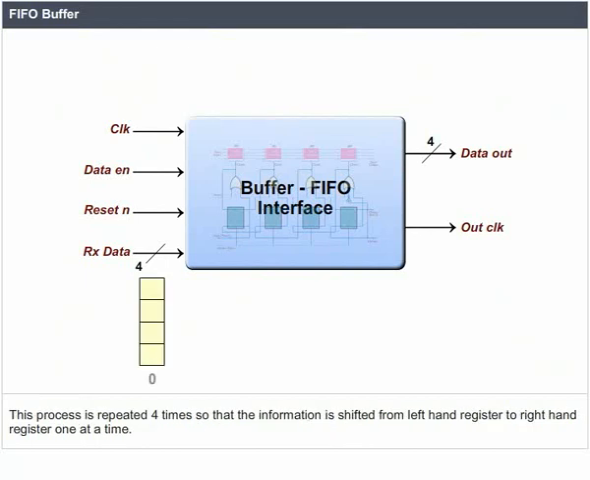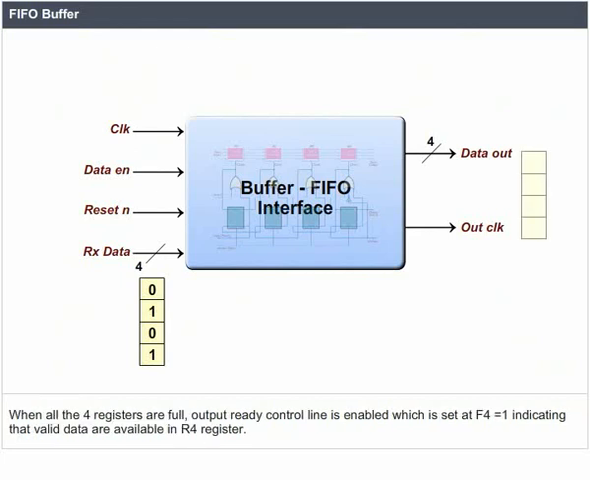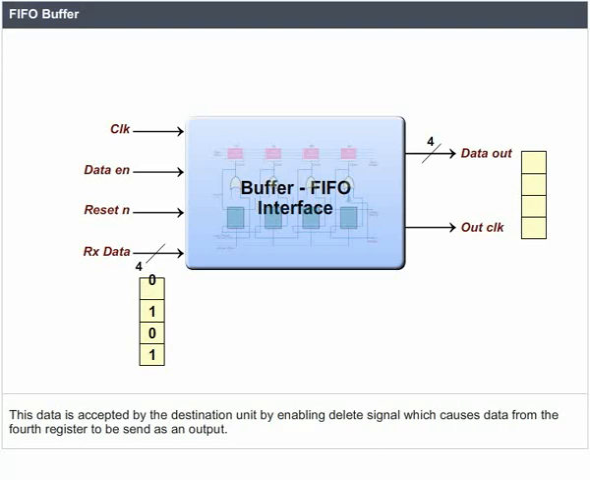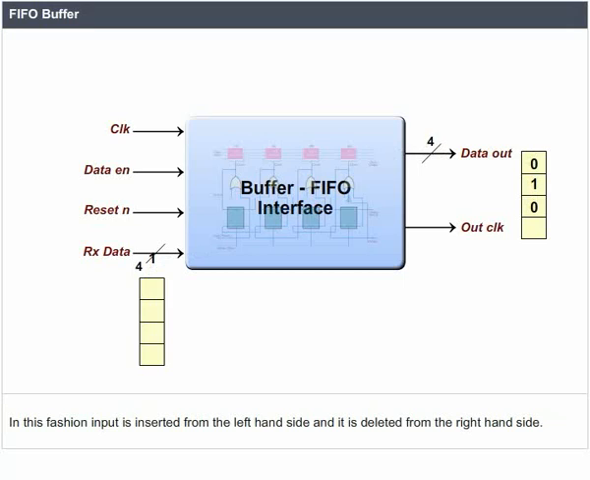This process is repeated 4 times so that the information is shifted from the left-hand register to the right-hand register one at a time. When all 4 registers are full, the output-ready control line is enabled, which is set at F4 equals 1, indicating that valid data are available in the R4 register. This data is accepted by the destination unit by enabling the delete signal, which causes data from the 4th register to be sent as output. In this fashion, input is inserted from the left-hand side and it is deleted from the right-hand side.